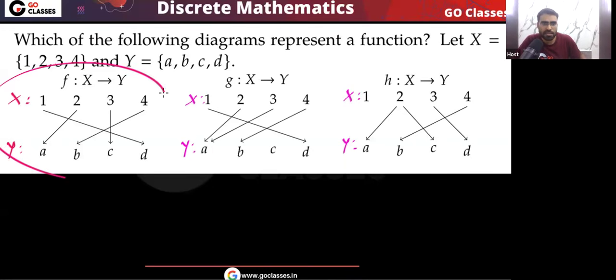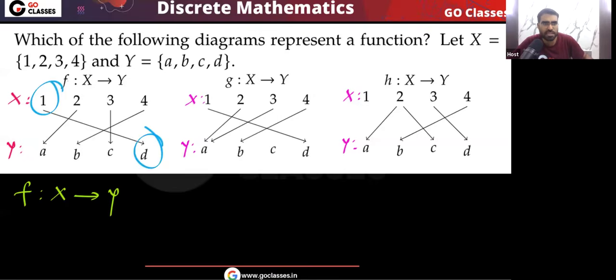Now you can see this f is a function. Why? Because every element of set X is mapping to exactly one element of set Y. Yes or no? Look individually. This is your set X, your function f from set X to set Y. Let's look at every element of set X. Individually, each is mapping to exactly one element of set Y. 2 is mapping to A, 3 is mapping to C, and 4 is mapping to B. So yes, this is a function.